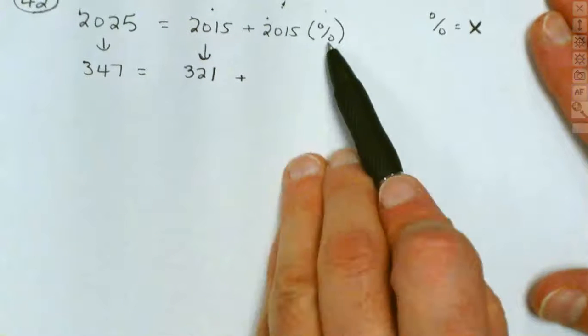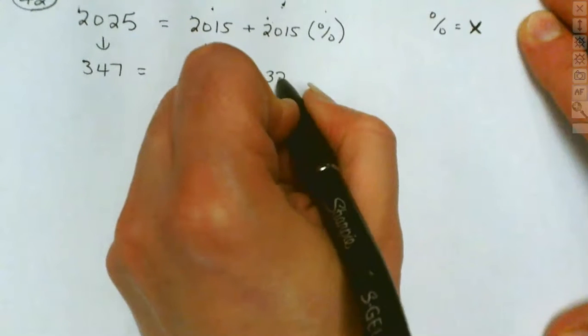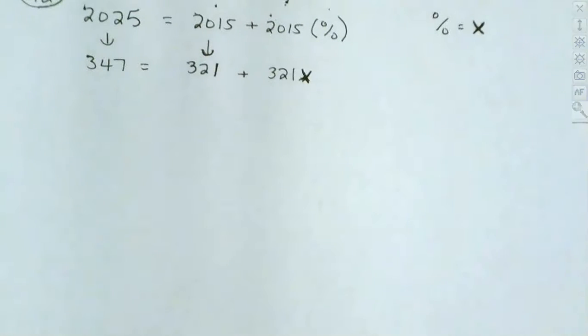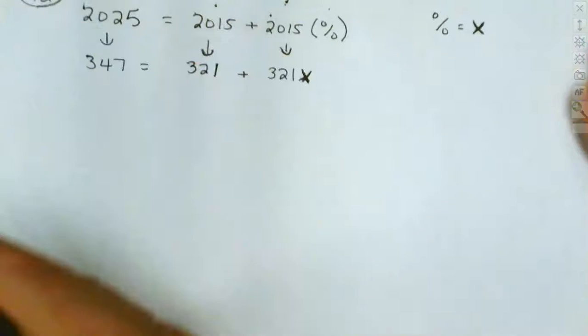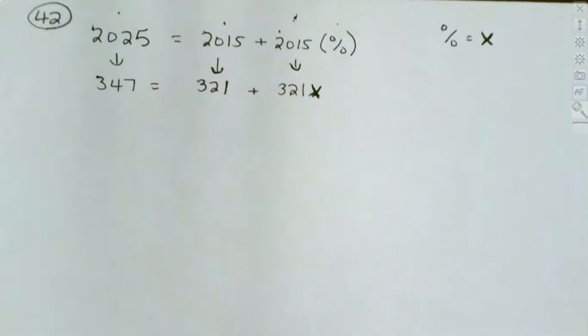And now be careful here. We're not just going to add on X. We're going to add on 321 times X there, because that is like your sales tax. Percentages have to be linked to something else. So you cannot just add on a percentage. It has to be multiplied. Now we can actually work this out, and we can come up with our percentage rate.